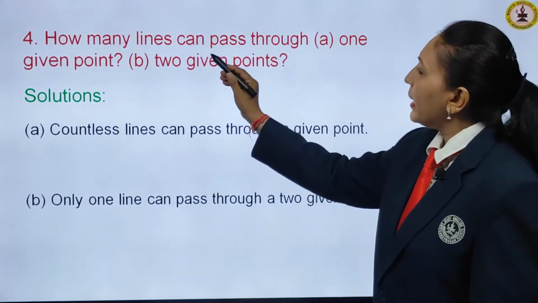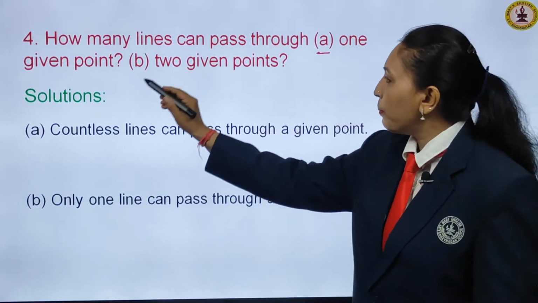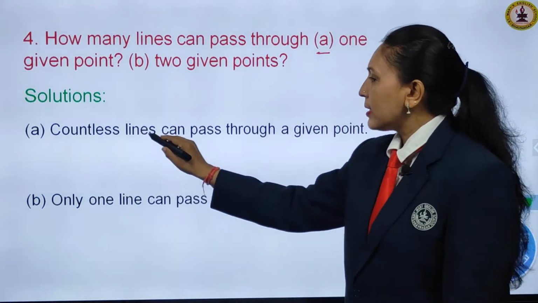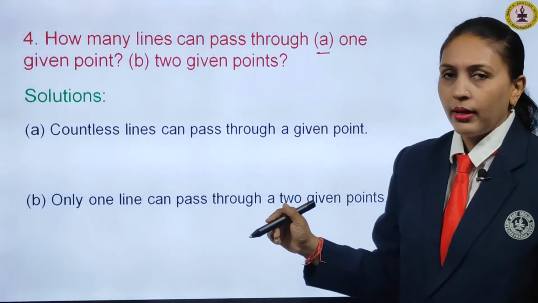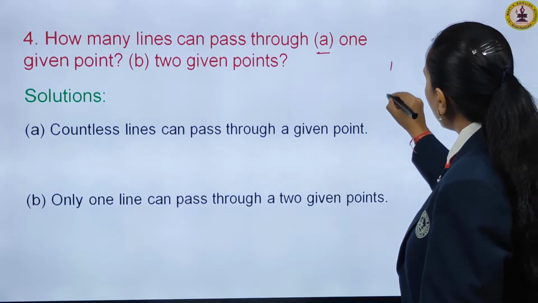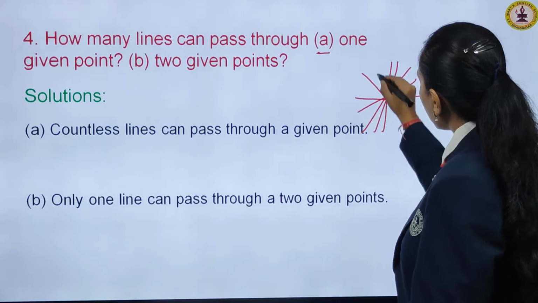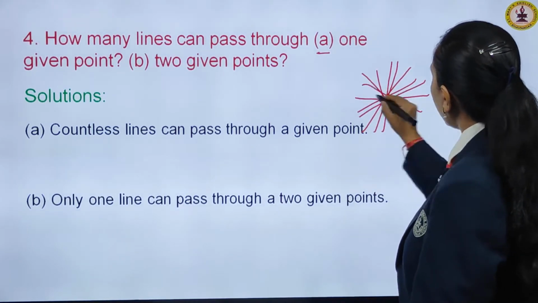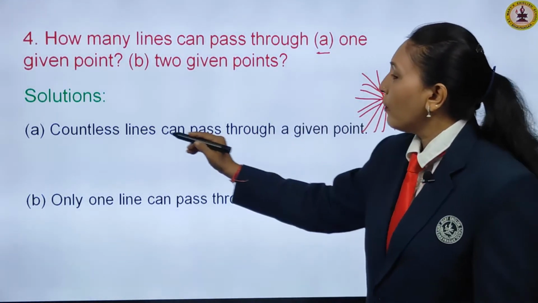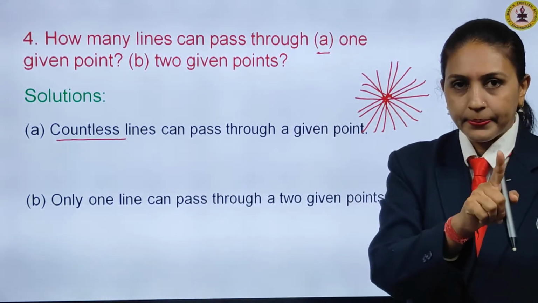Now, how many lines can pass through one given point and two given points? Children, let us answer. Countless lines can pass through a given point. You will tell Miss how? Let us see. Suppose this is a given point. 1, 2, 3, 4, 5, 6, 7, 8, 9, 10, so many you will have. So from one point you can have a countless number of lines passing through that one given point.